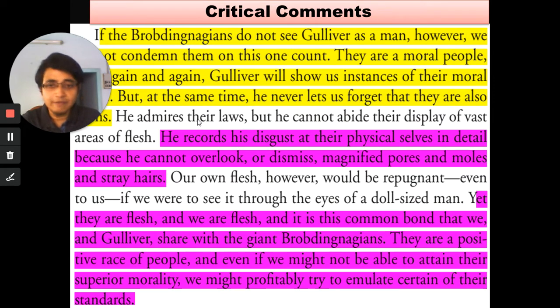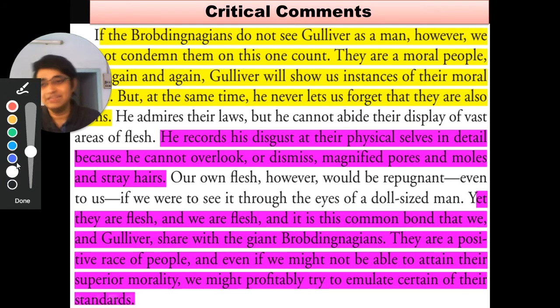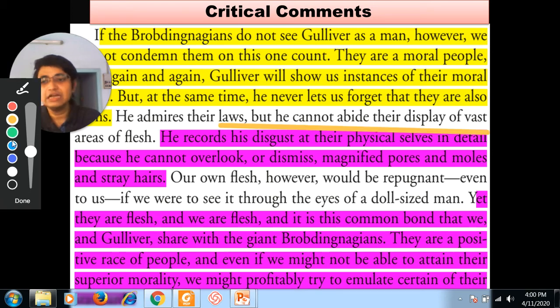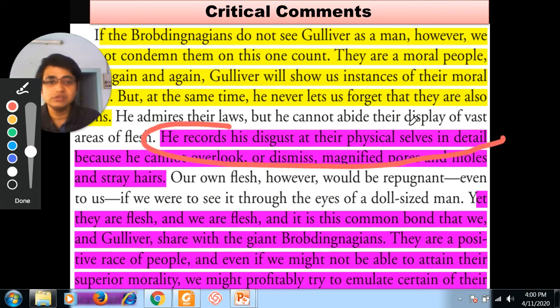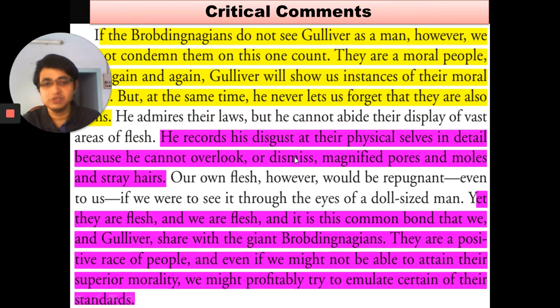So, on the other hand, Gulliver, after visualizing these huge creatures, records his disgust at their physical selves. He does not like their physical self, physical detail. Gulliver is not at all liking the physical detail of these great monsters, or rather, because he cannot overlook or dismiss these magnified pores and moles.